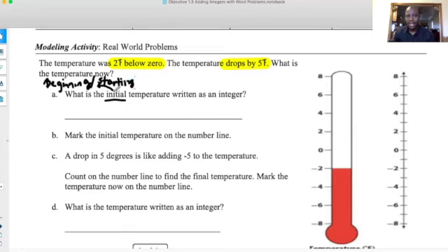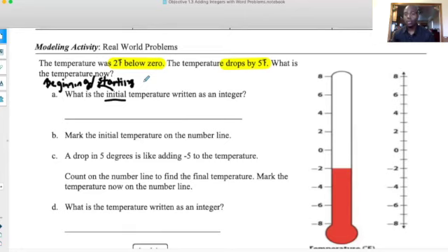So when I hear the word initial, I need to be thinking, okay, what is the beginning? What is that starting number? In other words, what is the initial temperature written as an integer? Where did the temperature start? It says the temperature was 2 degrees below zero. Now keep in mind that word was. Was is a past tense word, which indicates beginning.